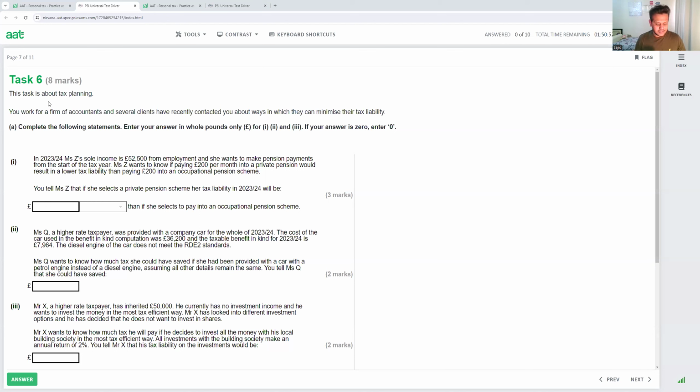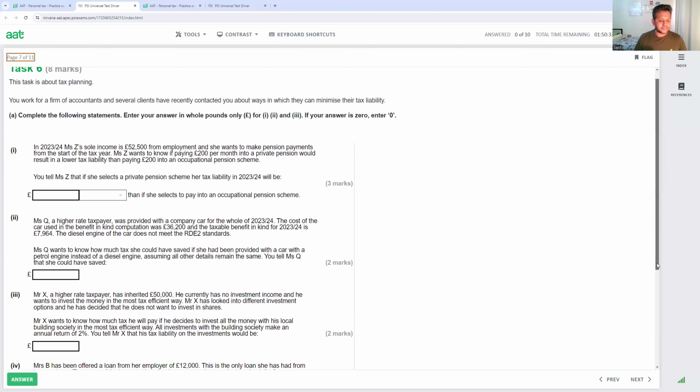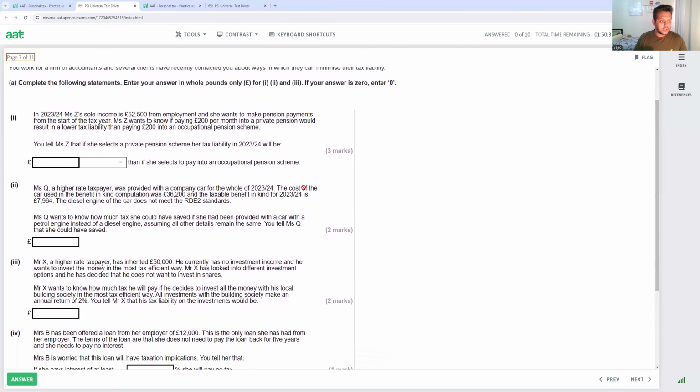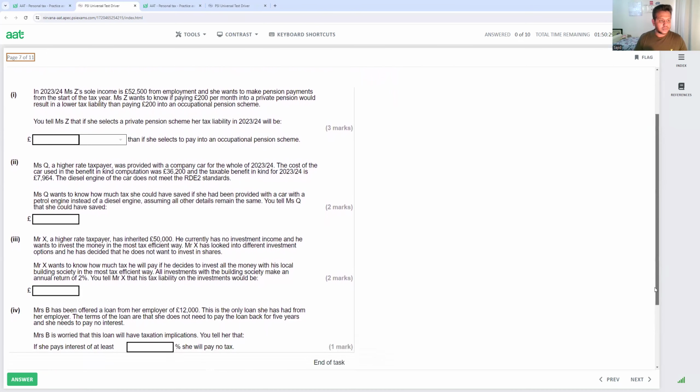So it says this task is about tax planning. You work for a firm of accountants. Several clients have recently contacted you about ways in which they can minimize their tax liability. So you are giving advice to the client on how they can pay less tax. So let's have a look at the first one. So it says here, start from the first one.